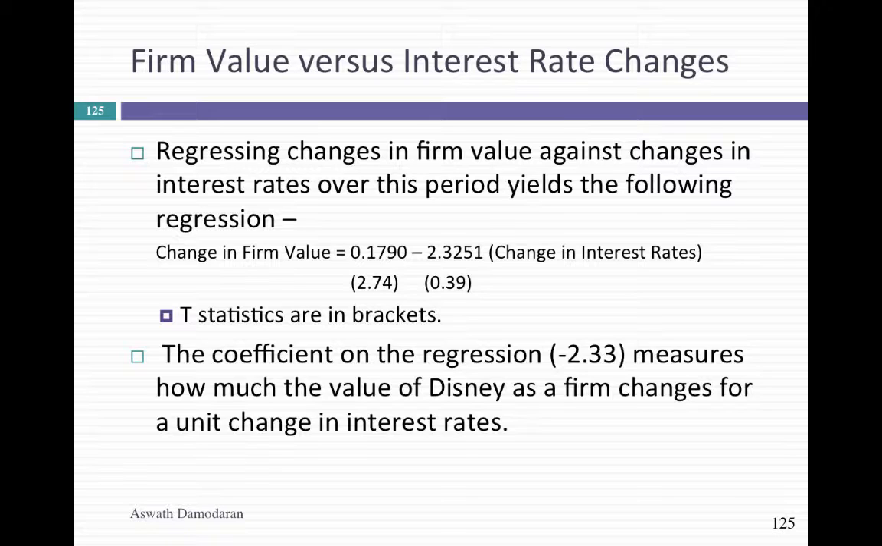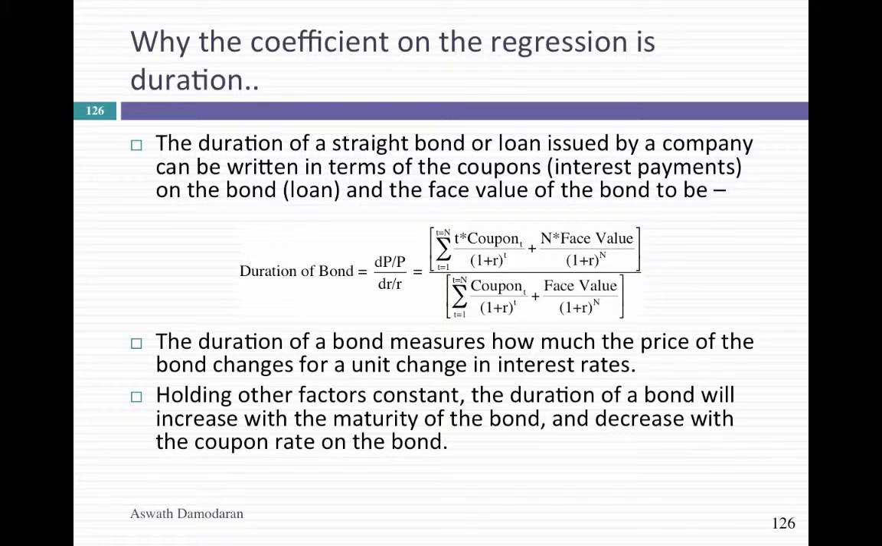And you can see the coefficient negative 2.3251 indicates how much the value of Disney changes with a given change in interest rates. The t-statistics indicate we've got pretty good intercept term, but note the t-value on the coefficient for the slope indicates that it's not really a significant slope, and that's going to tend to happen too. Again, this is in the case of a particular firm, so that's pretty common.